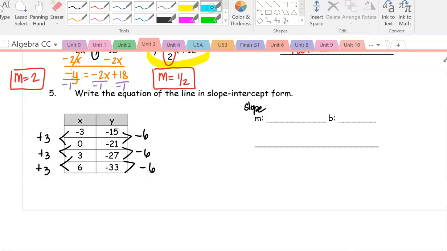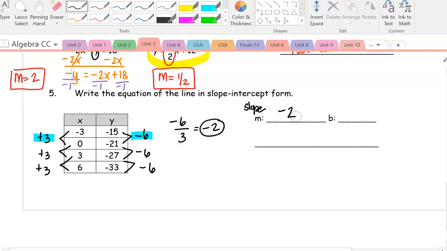When we find slope, remember it's always change in y over change in x. So -6 over 3 is -2. There's your slope. The y-intercept is always where x is 0, so that should be right there. Remember, it's not just the first thing in your table. And last but not least, we want to plug this into the form y equals mx plus b. That's your slope-intercept form. So we'll just plug the -2 in, -2x, plug the -21 in. And there you go, that's your answer.